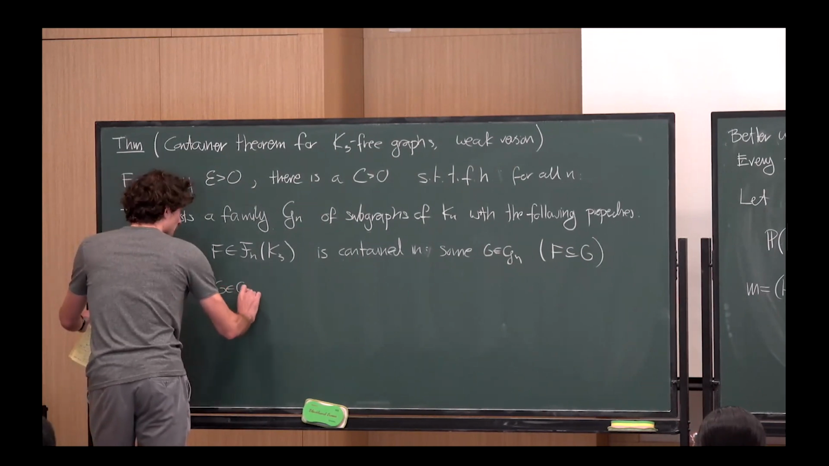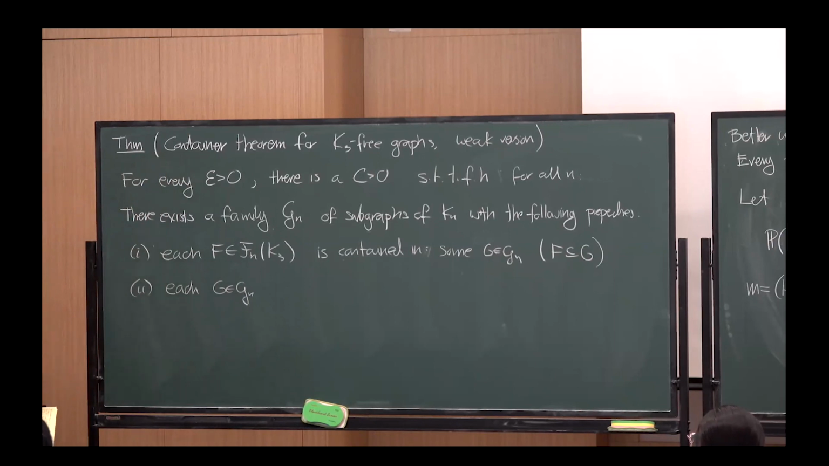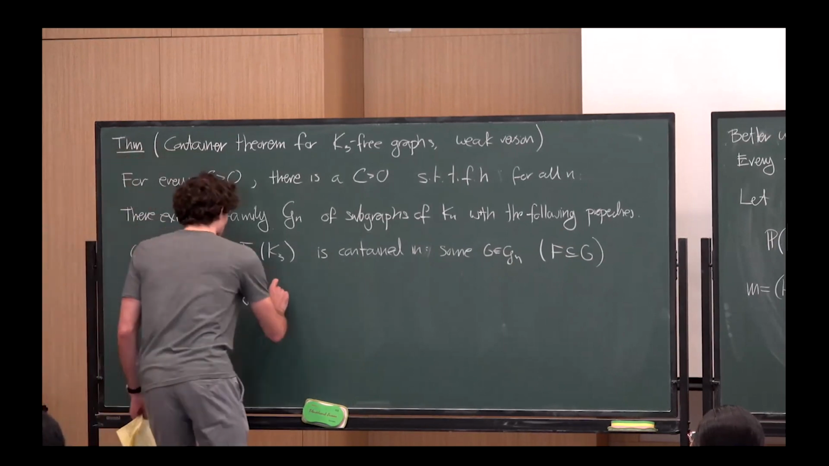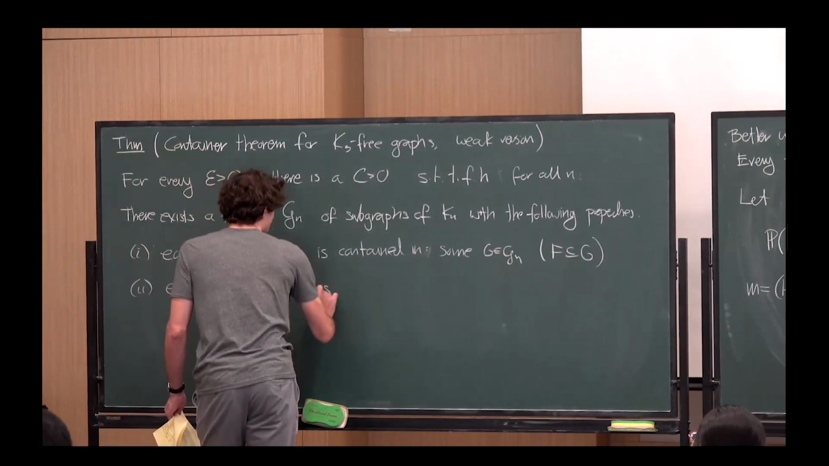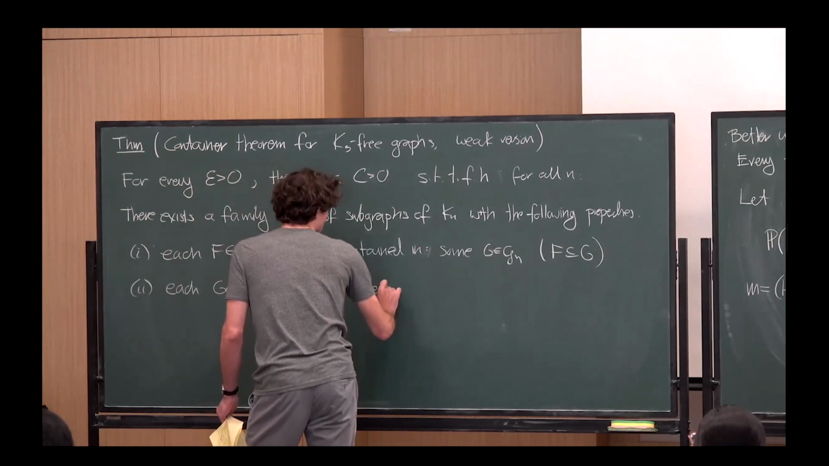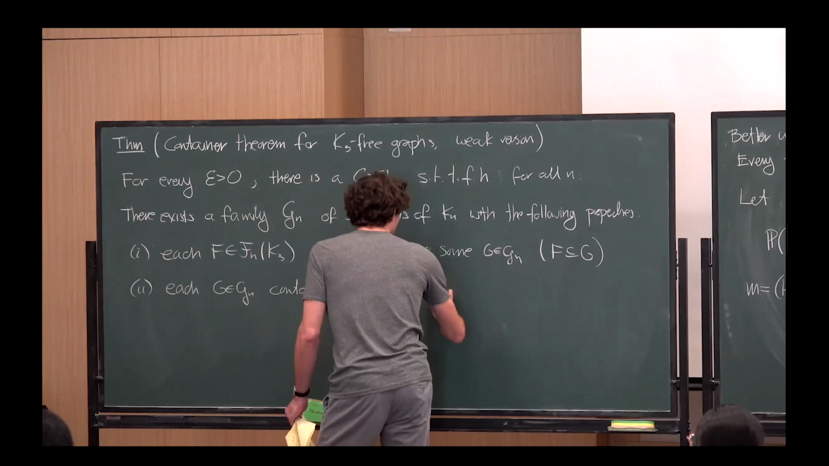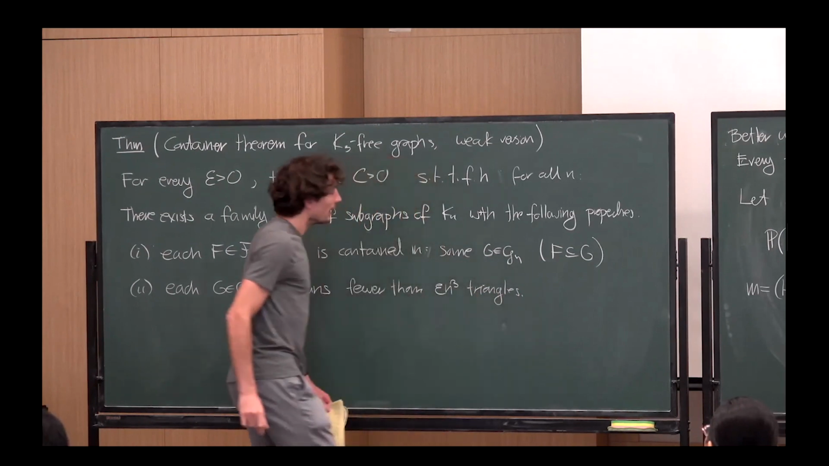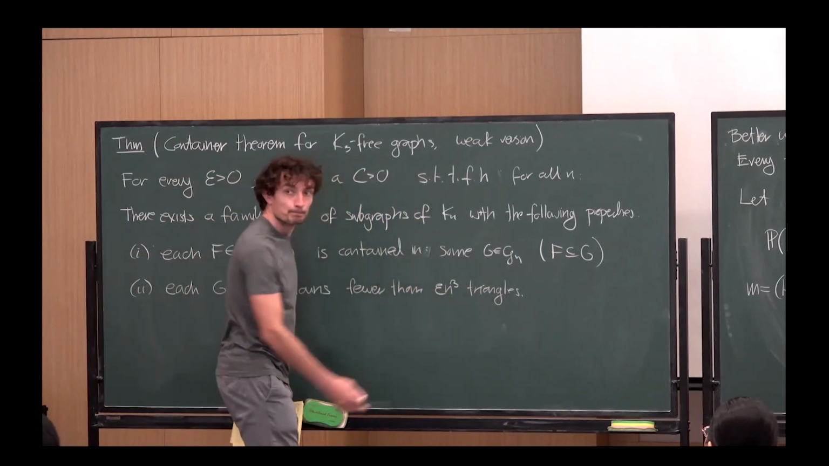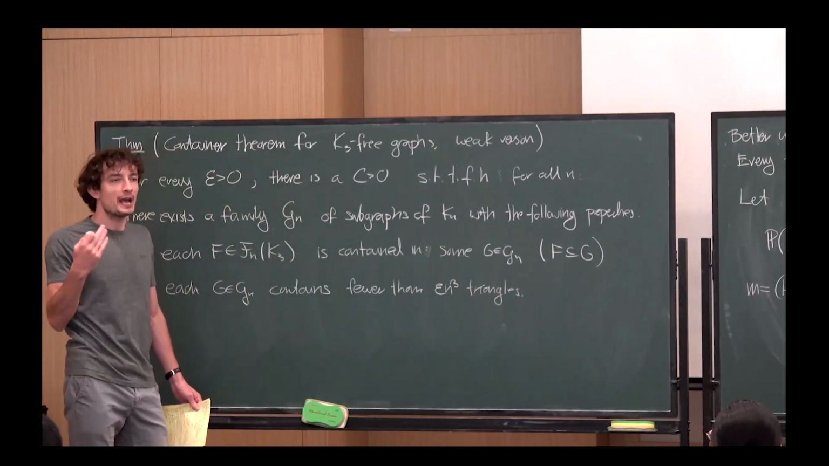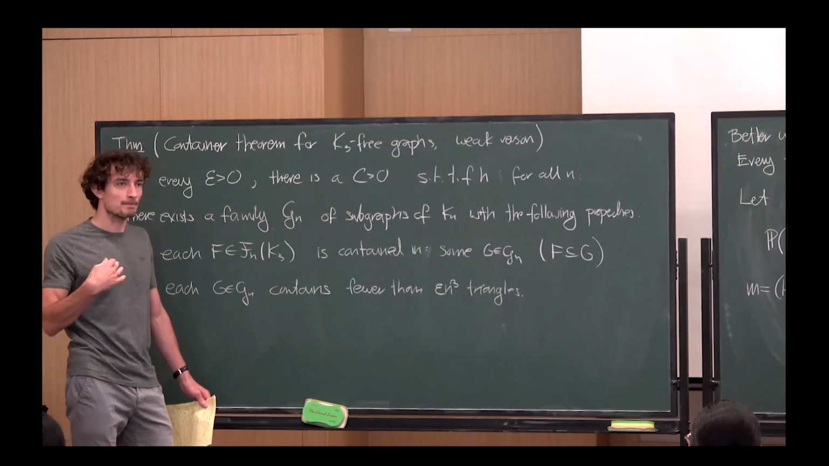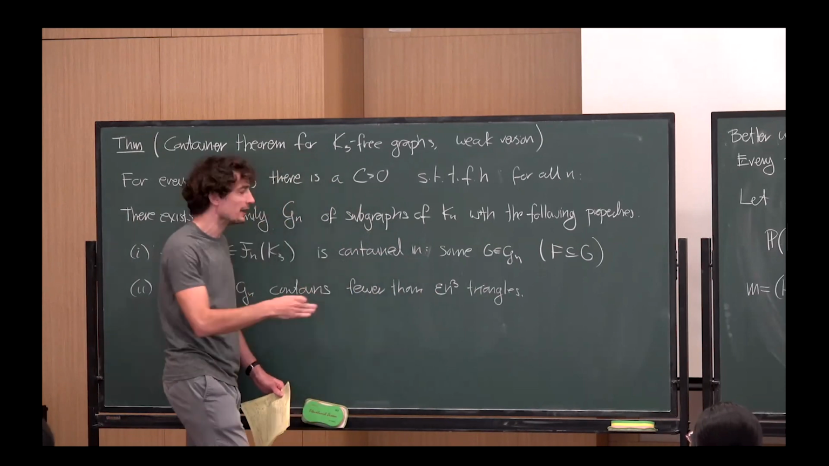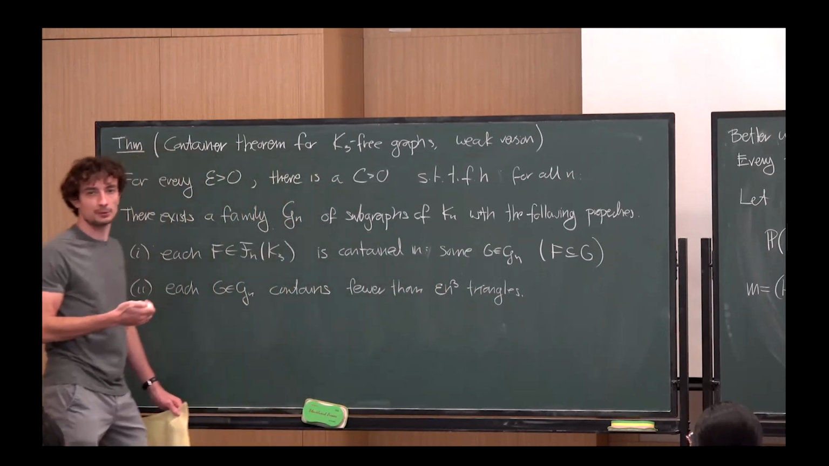each G, each subgraph in the family, perhaps it's not triangle free, but it's not far from being triangle free. So it contains fewer than epsilon n cubed triangles. And why n cubed? Because the complete graph has roughly n cubed over 6 triangles, n choose 3. And here we say that these graphs contain a tiny fraction. You should think of epsilon as a very small constant, just a tiny fraction of all the triangles available in Kn.